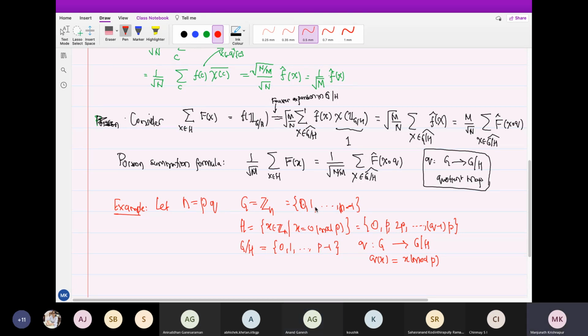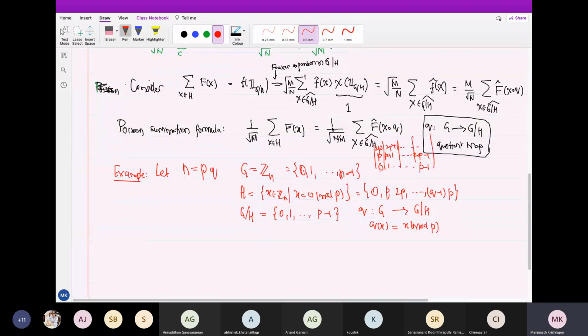So you take any x here and map it to G mod H. In other words, 0, 1 up to p minus 1 will get mapped: 0 will get mapped to 0, 1 will get mapped to 1, p minus 1 will get mapped to p minus 1. Again, p will get mapped to 0, and p plus 1 will get mapped to 1, and so on up to 2p minus 1. Then 2p will get mapped to 0, 2p plus 1 will get mapped to 1, and so on. So modular arithmetic, that's all. This one is one coset, namely H itself. This is the other coset, and so on.